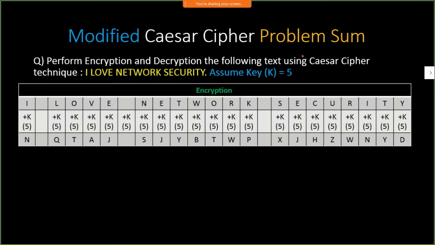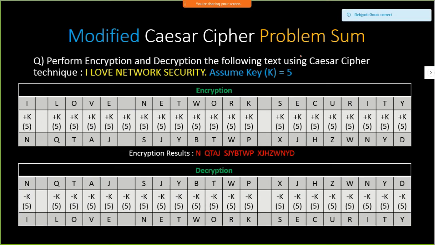So check the value, and after that the cipher text is N space QTAJ space AJYPTWP space XJHZWNYD. So after the text, it is the encryption result and the decryption result.